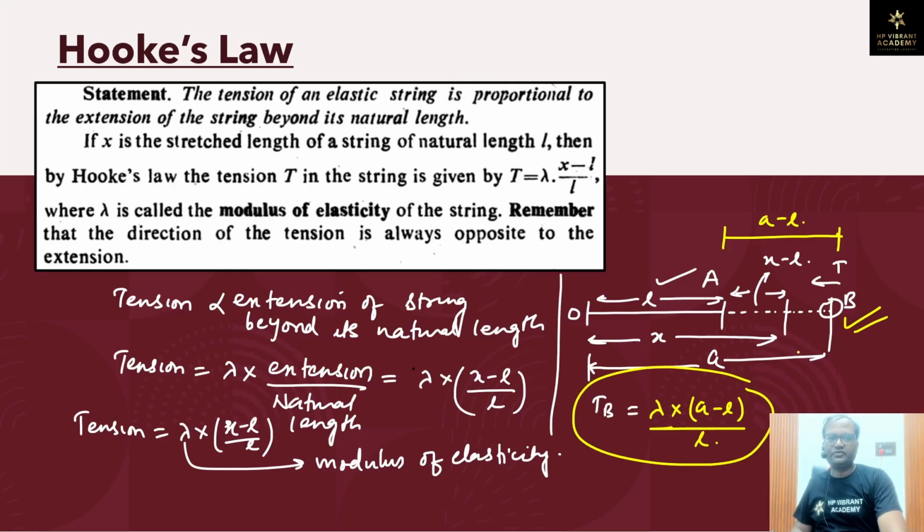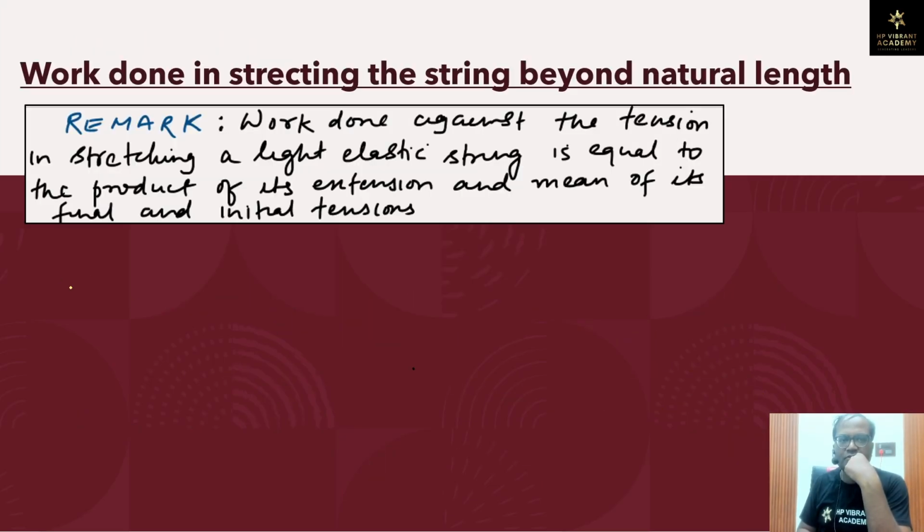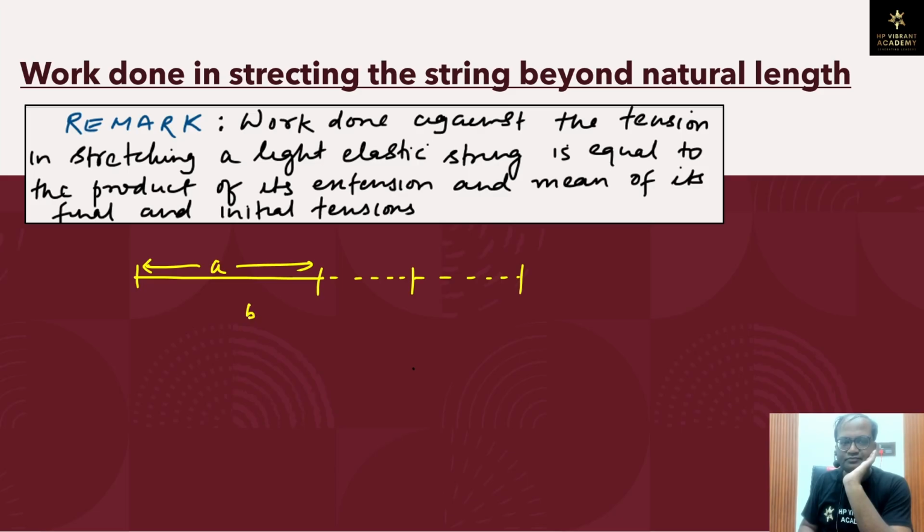Okay, so let us move further. We have the work done in stretching the string beyond the natural length. The work done against the tension in stretching a light elastic string is equal to the product of its extension and the mean of the final and initial tension. So let us consider a string of natural length A, extended further to a length of B, and further extended to a length of C.